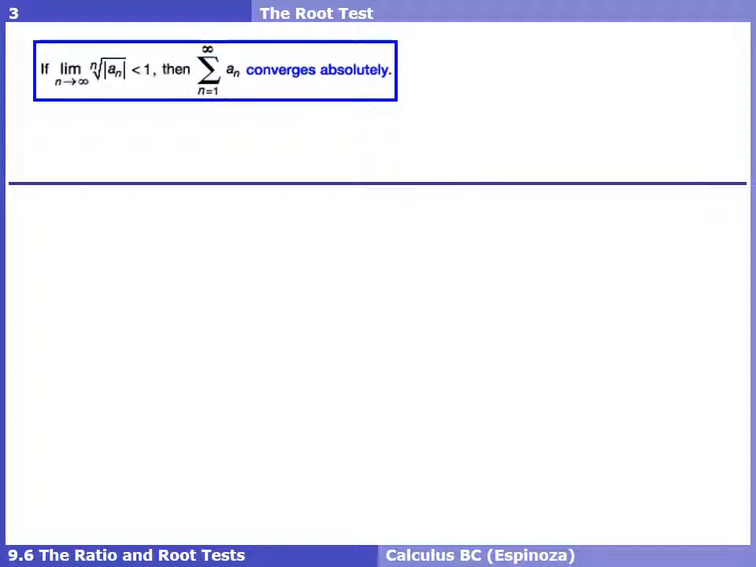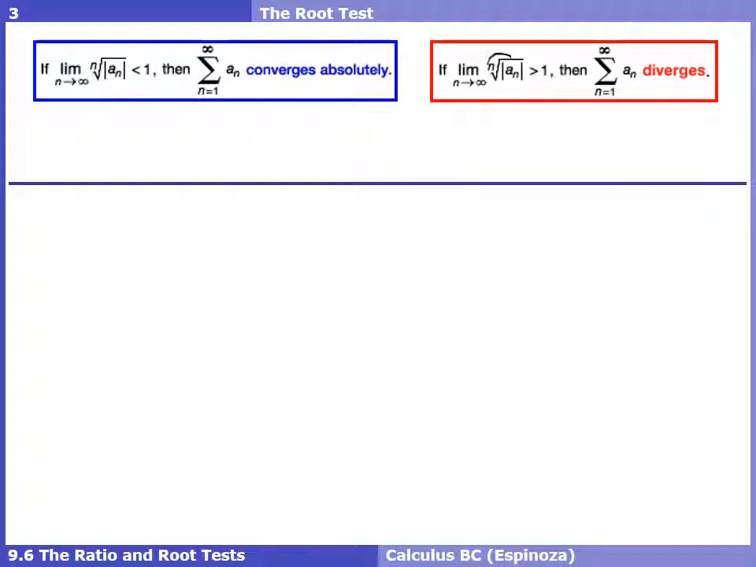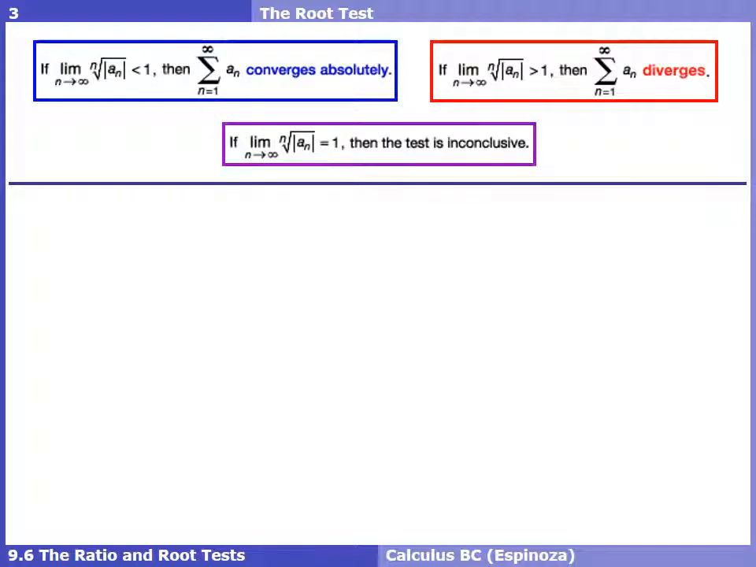And then you can probably guess after that, if we take this limit, which again I'll talk about in a second, and get a number bigger than 1, then we know our infinite series diverges. Just like the ratio test, if we get a limit equal to 1, the test was inconclusive. But really, just like the ratio test, it means you didn't apply the correct test. Getting this inconclusive answer just means you should have never used the root test, just like with the ratio test.